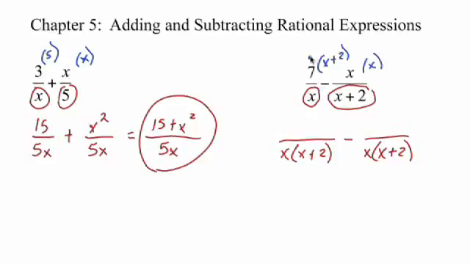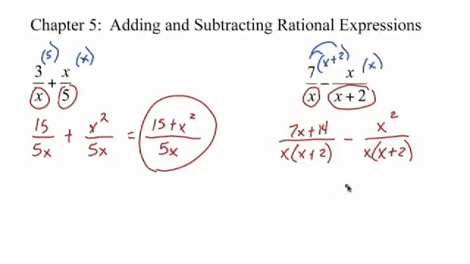Now, distribute out, probably the most common mistake. Students think, oh, I just multiply by the x. No, it's the whole term. So you end up with 7x plus 14 in that numerator. Then over here you get x squared. x times x is x squared. Now, make sure you watch your signs. That is minus x squared.